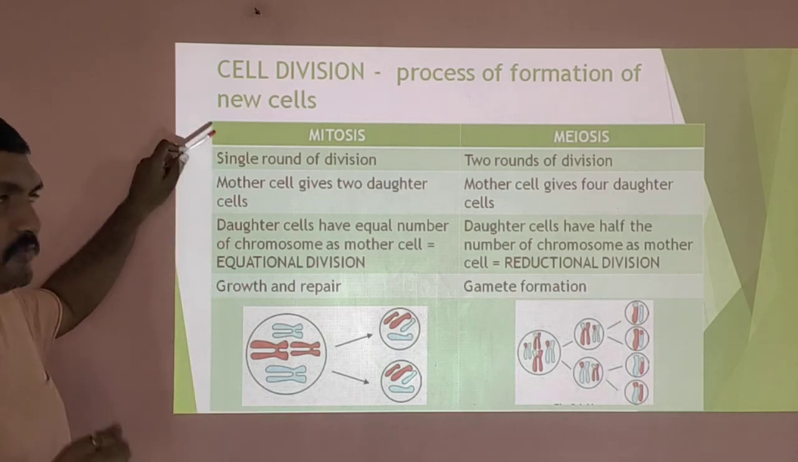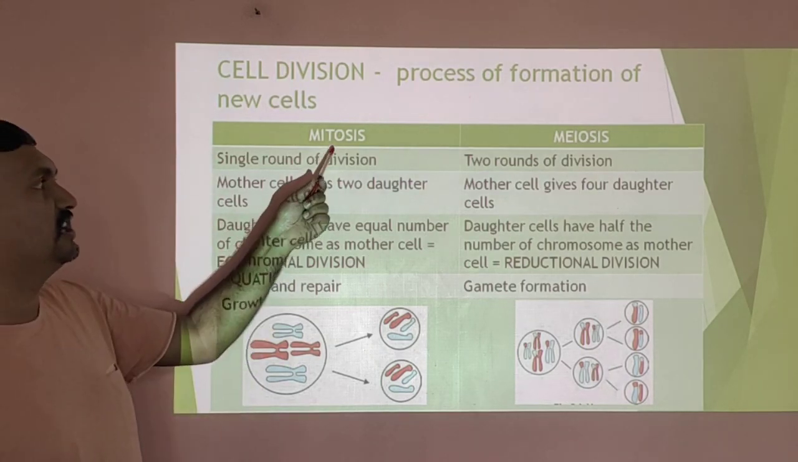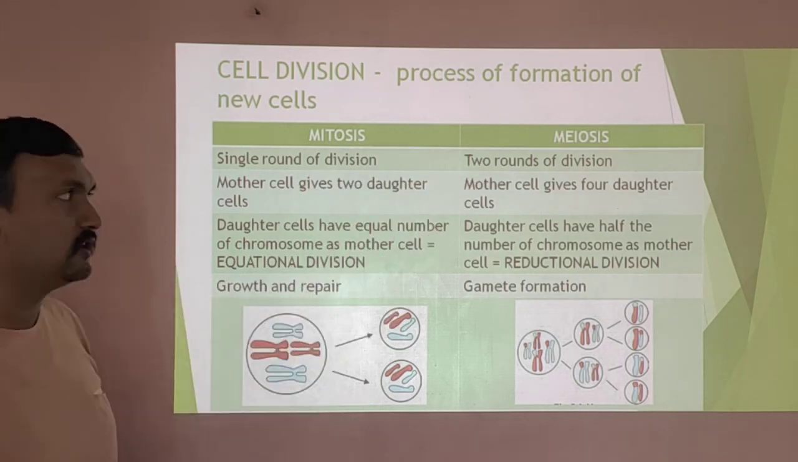So there are two types of cell division we observe. One is called mitosis, the other is called meiosis.